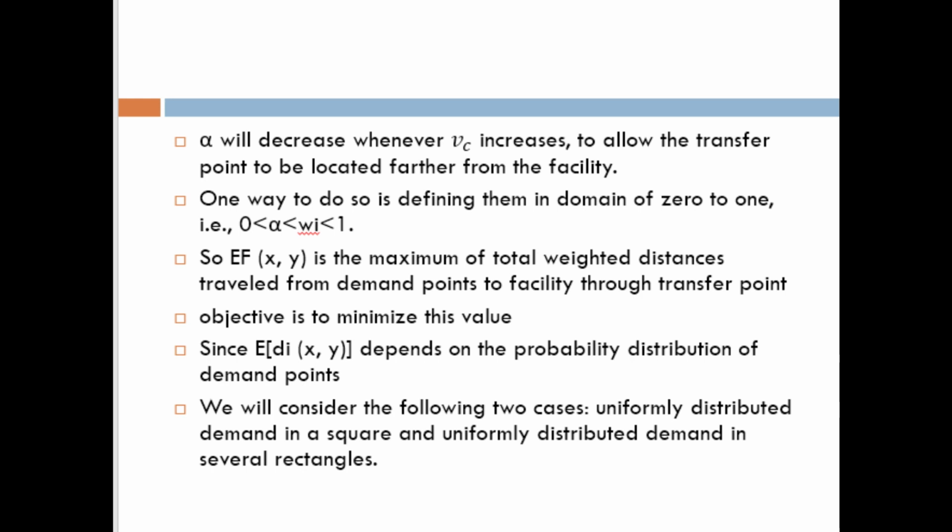We will consider the following two cases: uniformly distributed demand in a square, and uniformly distributed demand in several rectangles. Demand points go to the transfer point, and a Euclidean distance is used from the transfer point to the facility.